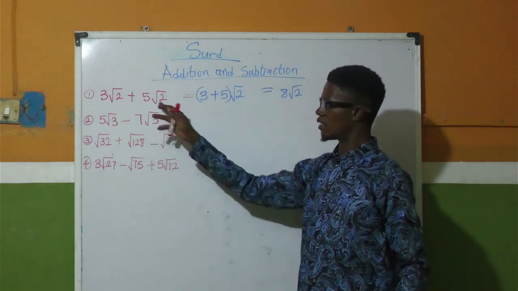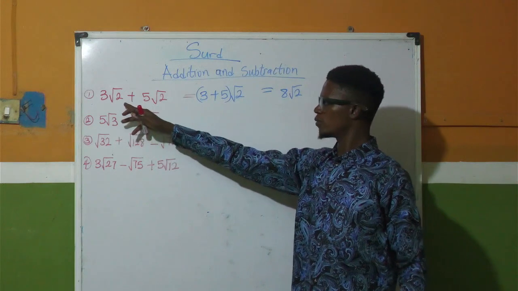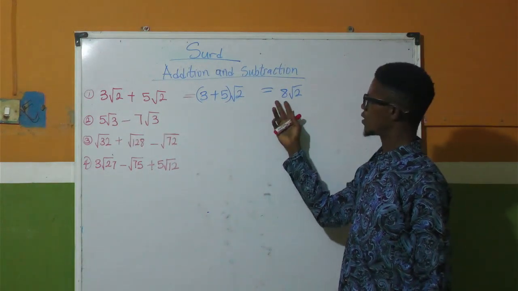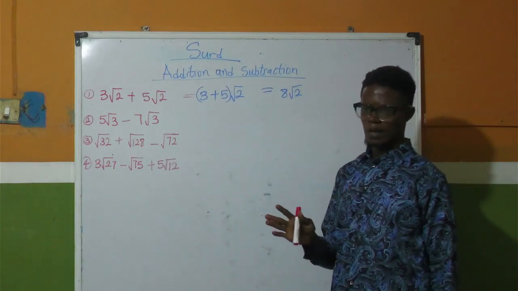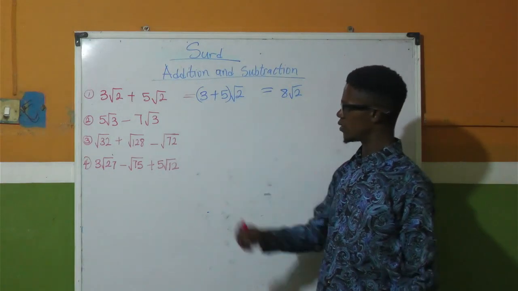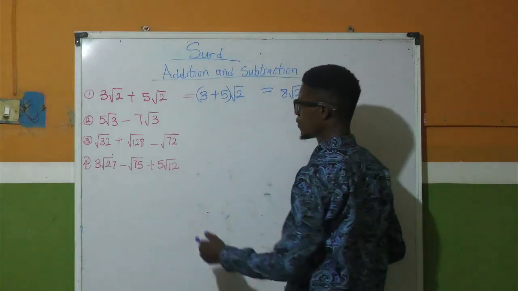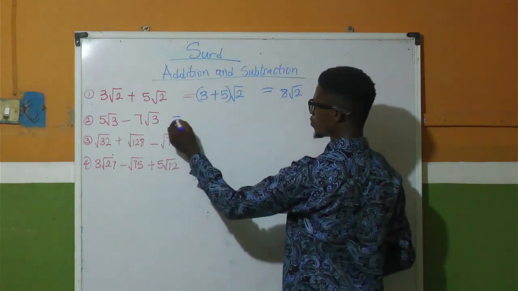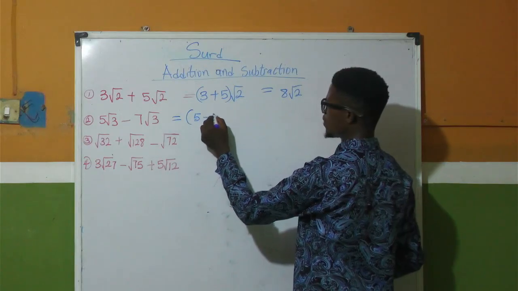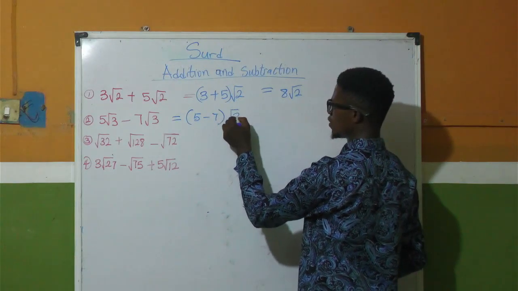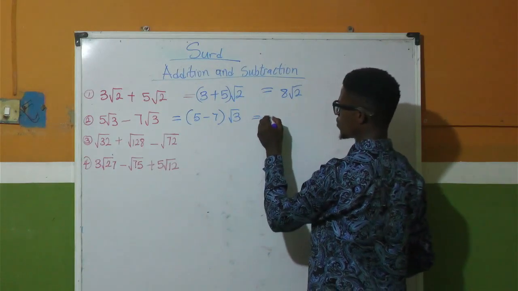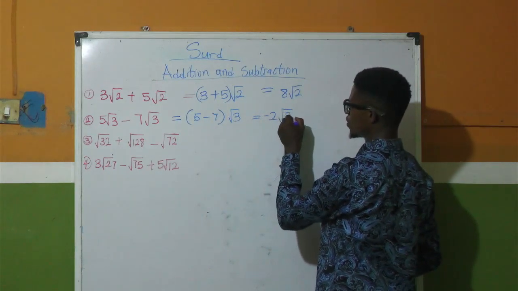Like I said, this is addition, so you just pick one of these roots, and that will become 8 root 2. Is that okay? Now let's move to the second expression. We can see that they have the same irrational values, root 3. So we go on to do the same thing. 5 minus 7 root 3. 5 minus 7 is negative 2, so that will be minus 2 root 3.